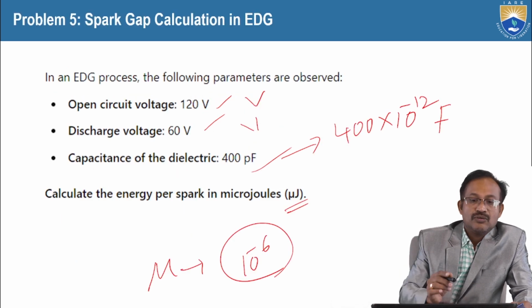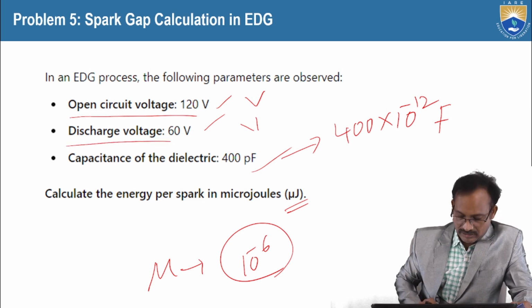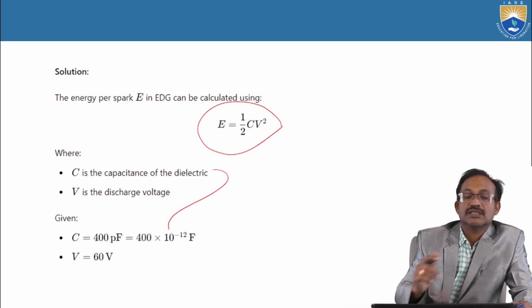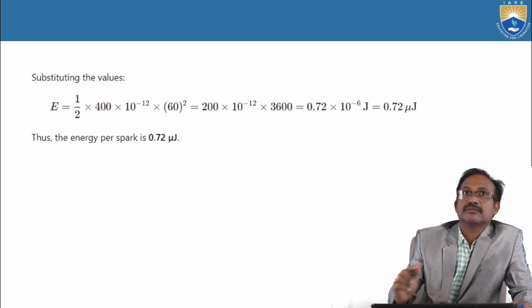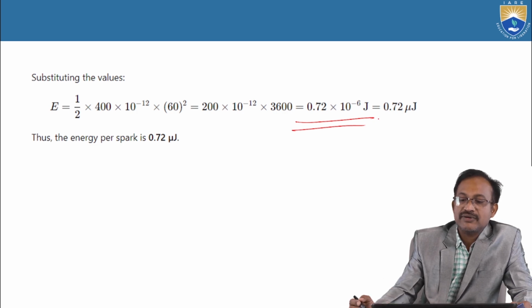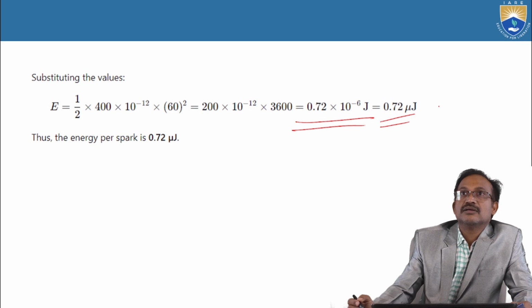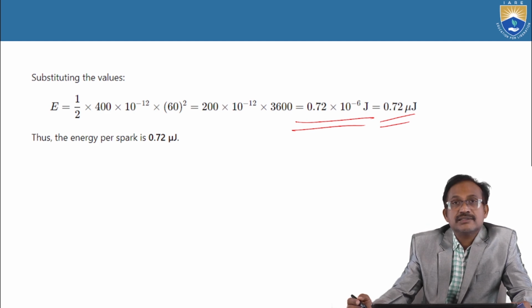See here, open circuit voltage and discharge voltage too are given. So here we use the discharge voltage. Don't take open circuit voltage. Now substitute in that formula. You will get 0.72 into 10 power minus 6 joules, that is 0.72 microjoules. So finally the energy per spark is 0.72 microjoules.